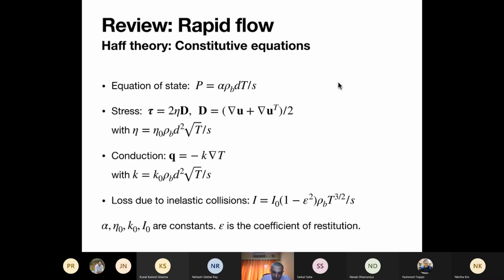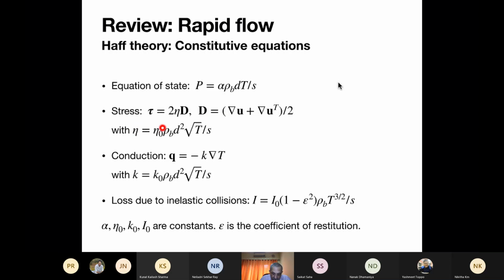Now, the theory also gives all these quantities that we wanted. So for example, we wanted P, that is given by this quantity, where alpha is just a dimensionless constant. And remember, I talked about S, this is the spacing. D is the particle diameter, T is the granular temperature. The stress is given just the same as a Newtonian fluid, 2 times viscosity times the rate of deformation tensor, where the rate of deformation tensor is given by this.